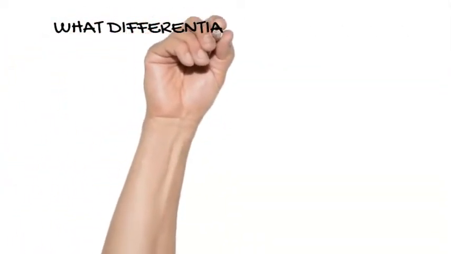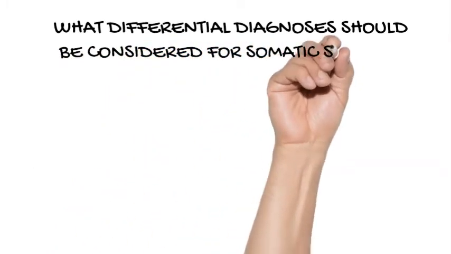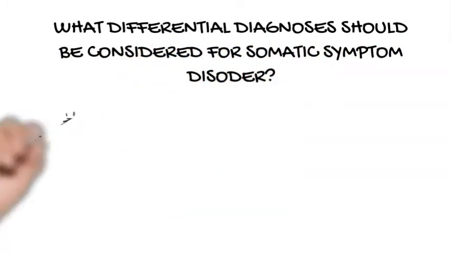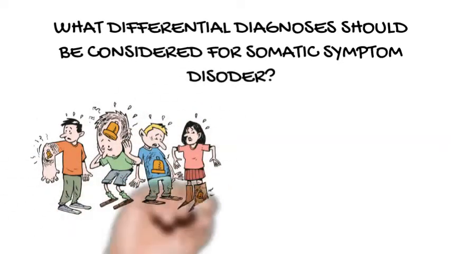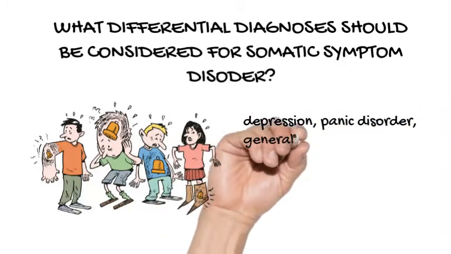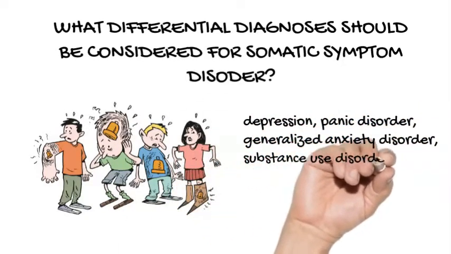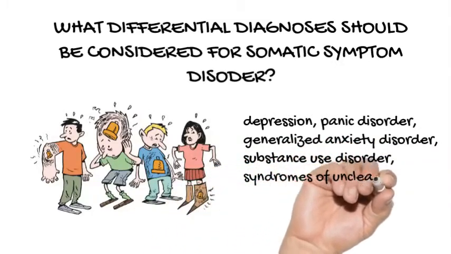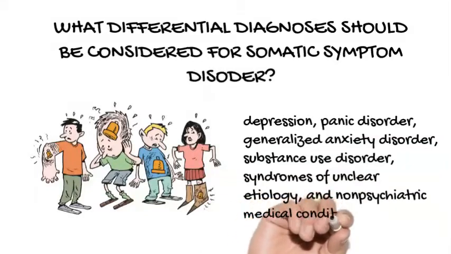What differential diagnoses should be considered for somatic symptom disorder? The following diagnoses should be considered in patients with suspected somatic symptom disorder because the symptoms may be indicative of other mental health disorders. Depression, panic disorder, generalized anxiety disorder, substance use disorder, syndromes of unclear etiology, and non-psychiatric medical conditions.